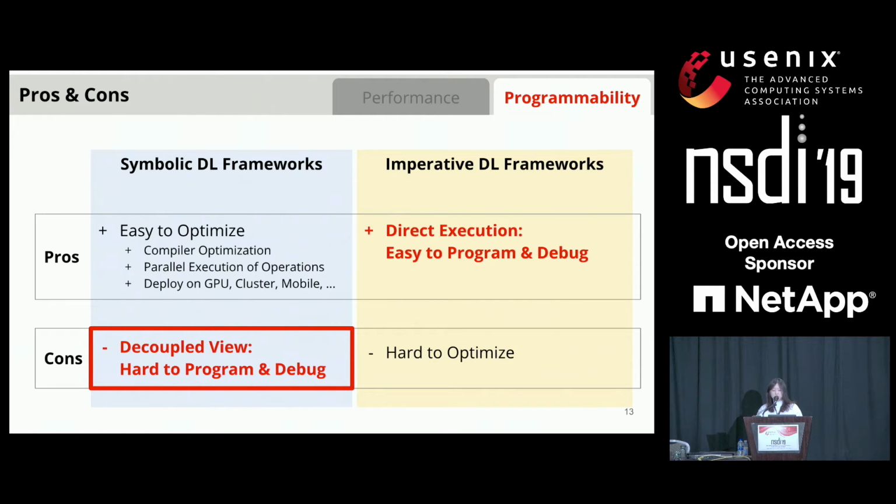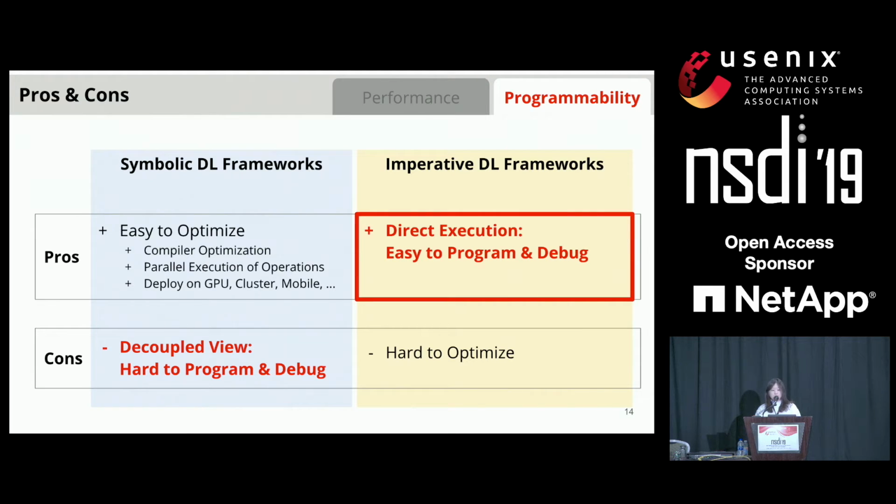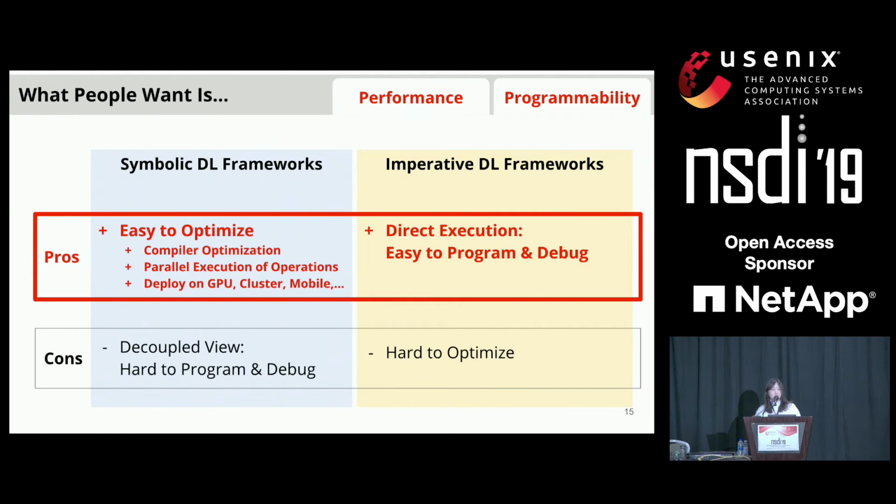Next, in terms of programmability, it is much more difficult to write programs or debug them in symbolic deep learning frameworks due to their decoupled view of graph generation and execution. It is much easier to write programs with the imperative programming model. So, due to such advantages and also limitations, people want to take only the advantages from each side. This is the motivation of our system, unifying two paradigms to make deep learning easier and faster.